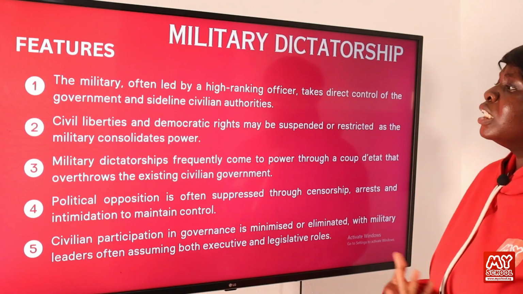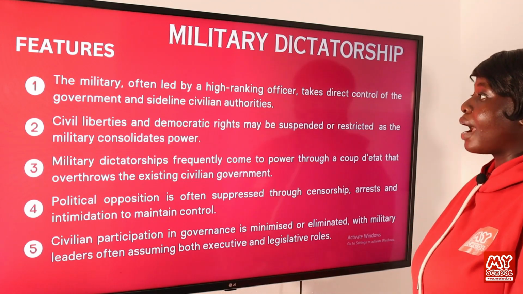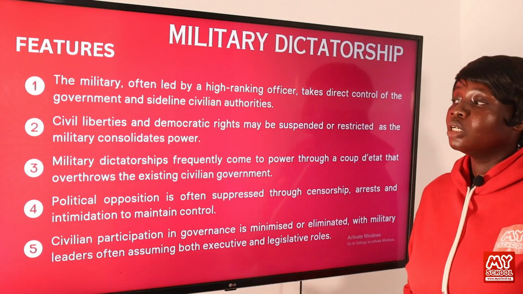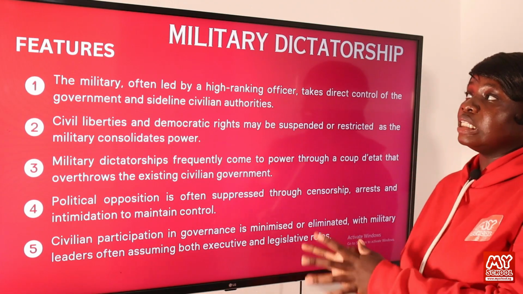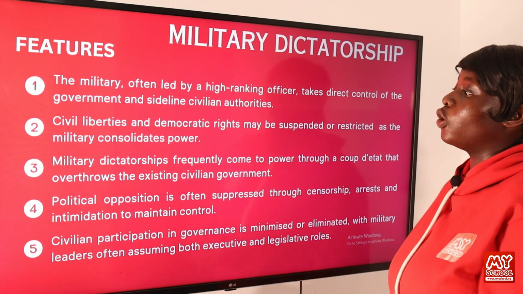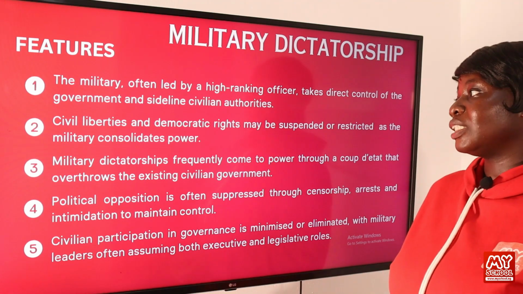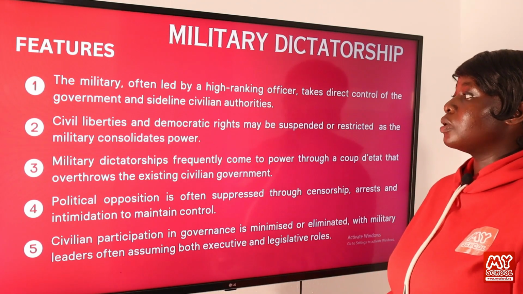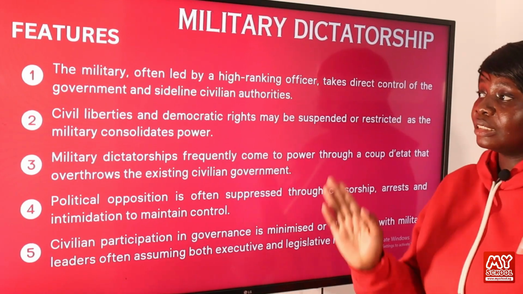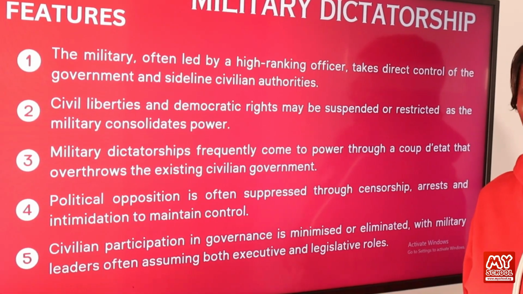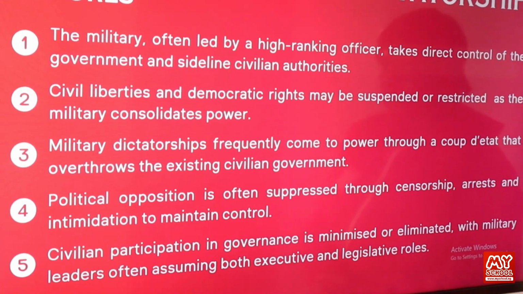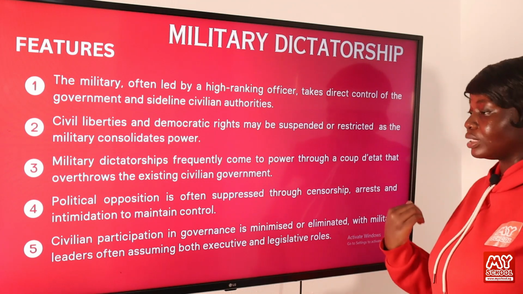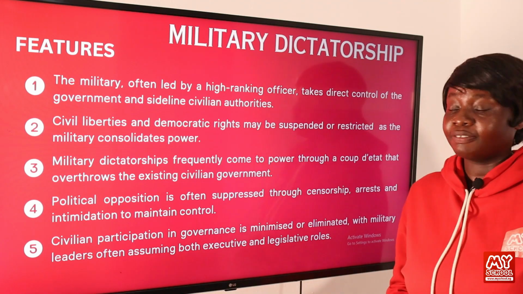First of all, the military, often led by a high-ranking officer, takes direct control of the government and sidelines civilian authorities. So this is what happens, first of all, in a military dictatorship. They have to overthrow civilian governments. And that feature is that civil liberties and democratic rights may be suspended or restricted as the military consolidates power. This means that the constitution has been dethroned and now the civil liberties and rights are no longer respected by this new leadership. Another feature of military dictatorship is that military dictatorships frequently come to power through a coup d'etat, and that overthrows the existing civilian governments.